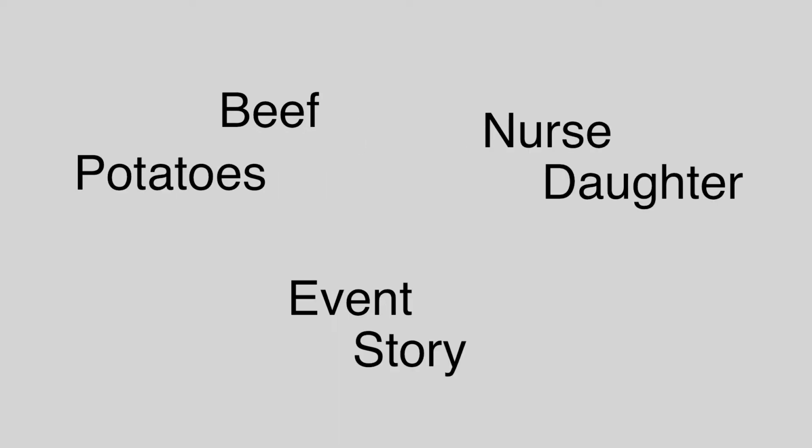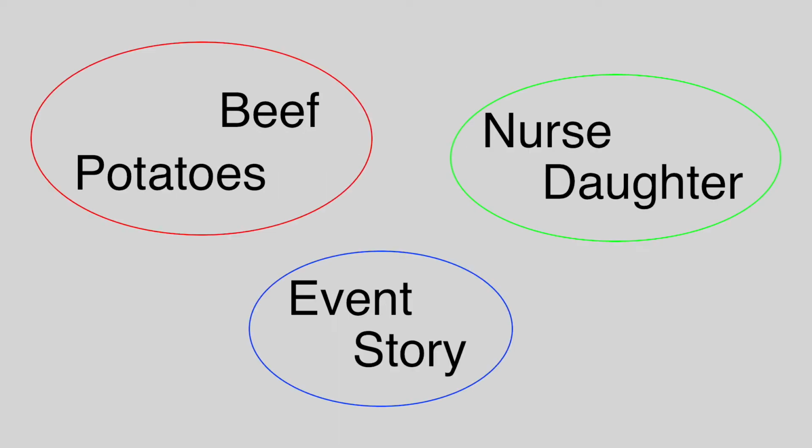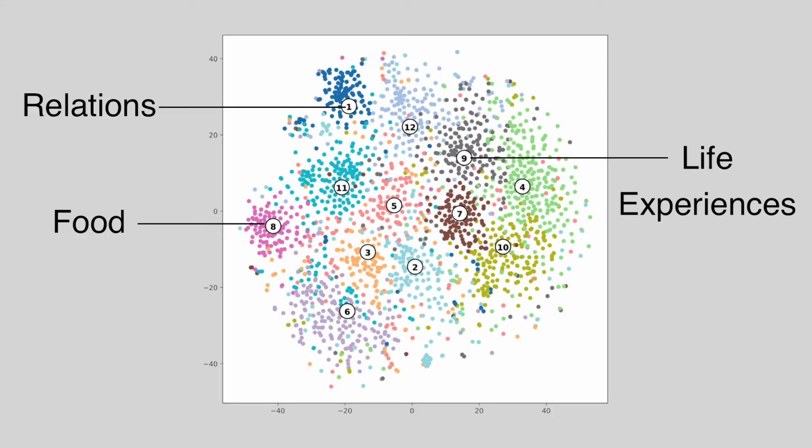Using topic clustering, we can analyze which topics occur most frequently in interviews. This is done by first extracting keywords from a piece of text, then ordering them based on their semantics, and lastly grouping them together. Our results indicate that topics such as relationships, food, and life experiences are especially important.